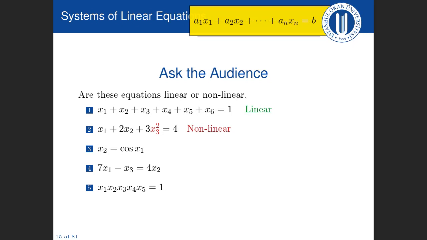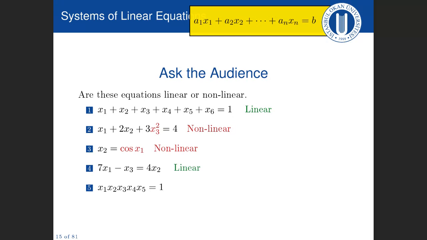Equation 2 is not linear because it has a squared term in it. It has x3 squared, and we're not allowed anything like this in a linear equation. What about equation 3? Again, most people are correct. Equation 3 is non-linear because it has a cos term in it.